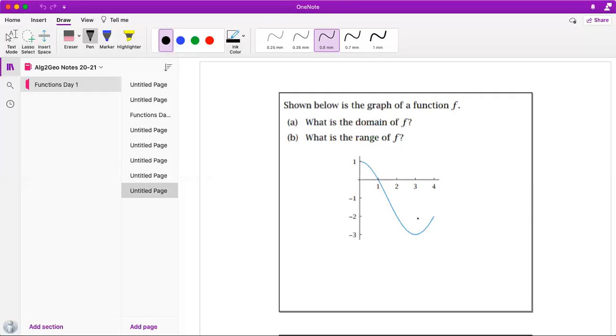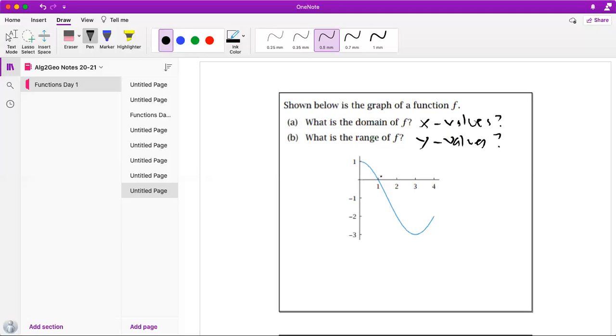This is just identifying the domain. And here the domain, like we said before, when we see the word "domain of f," you should be thinking to yourself, x values. What are the x values that are used in this picture? And for the range, you want to say, what are the y values?